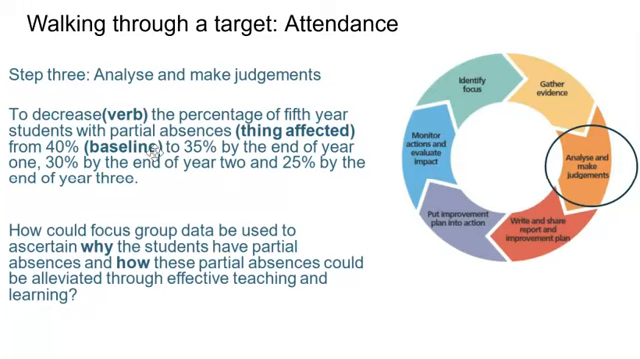So we're going to add on to that now. To 35% by the end of year 1, 30% by the end of year 2, and 25% by the end of year 3. How could focus group data be used to ascertain why the students have partial absences and how these partial absences could be alleviated through effective teaching and learning?